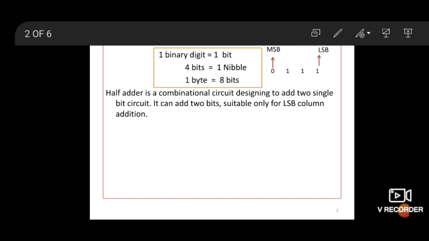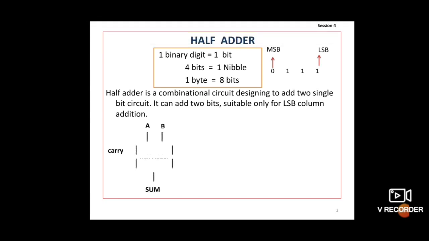Now see the symbol or block diagram of half adder. Here half adder, A and B are input, and sum and carry are output. In half adder, 2 inputs and 2 outputs. Carry is output, not input. In this way we design the block diagram of half adder.